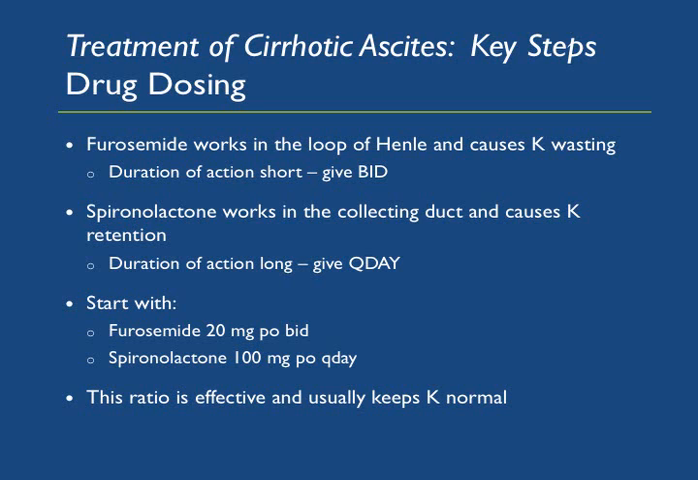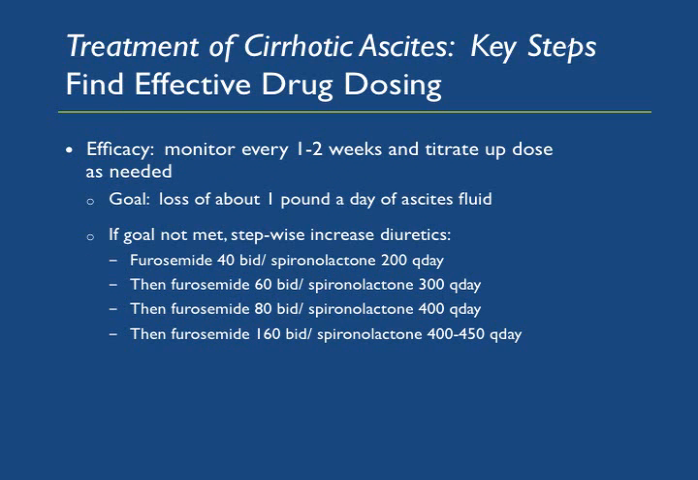We generally start with a mixture of furosemide 20 milligrams twice a day and spironolactone 100 milligrams once a day. This ratio is effective and usually keeps the potassium normal. Then it's important to find the effective drug dosage for that particular person. That means monitoring them every 1 to 2 weeks and titrating up the doses as needed. The goal is a loss of about 1 pound a day of ascites fluid, which is 500 mL.